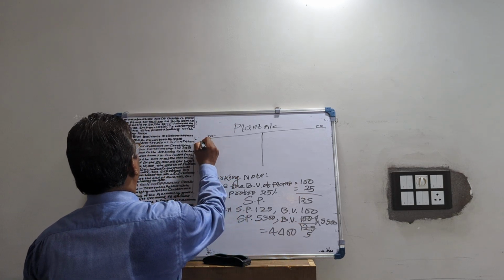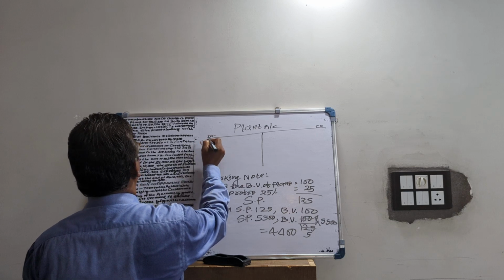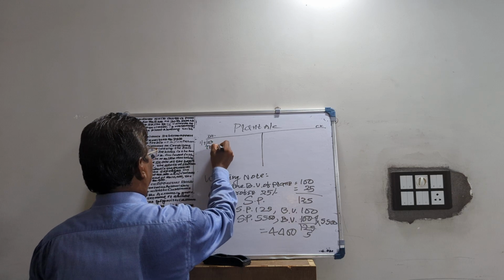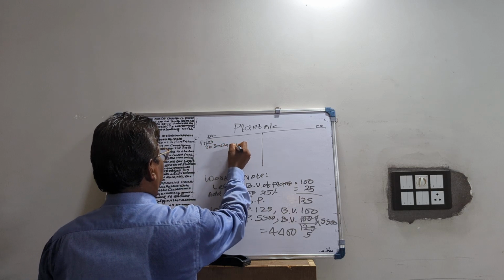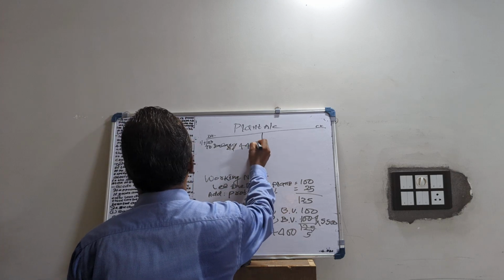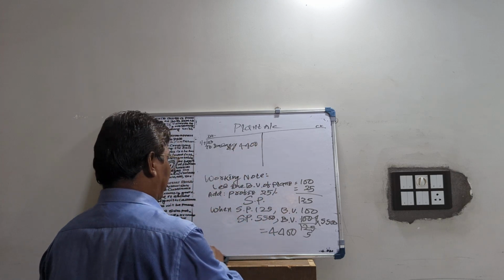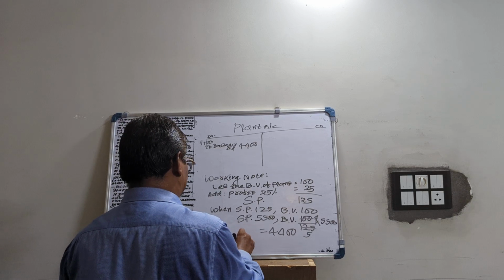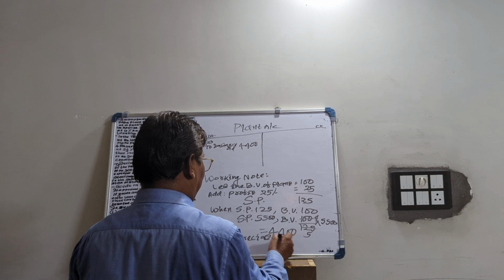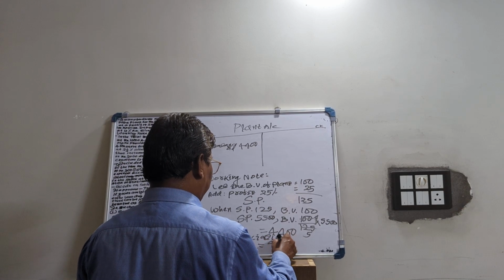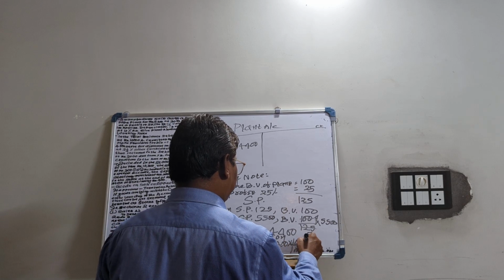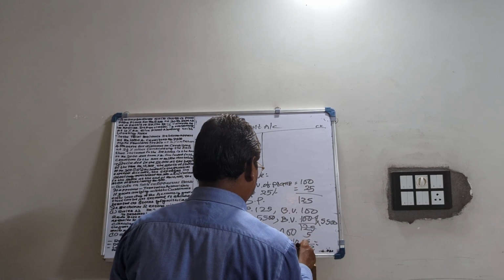So write opening date 1st April 23, to balance brought down. The amount is 4,400. Then on 4,400, depreciation will be calculated. Depreciation is 10% per annum for 6 months. So 4,400 into 10 by 100 into 6 by 12. So it is 220.